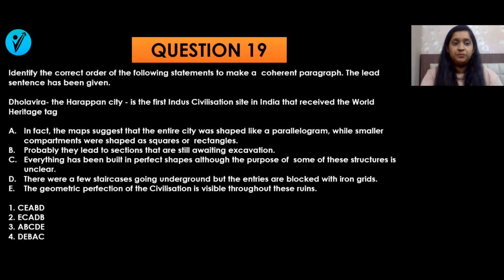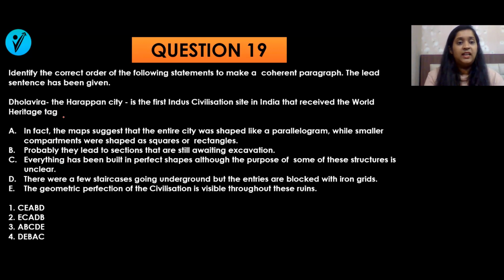Question 19. Again, a parajumble question. So I told you there's a minimum of 1, maximum of 3 questions. So let's look at it. Dholavira, the Harappan city, is the first Indus civilization site in India that received the World Heritage Tag. Now, if you look at option 3, it does start with A. So we are again given a lead sentence and we are expected to find the correct chronology which follows the lead sentence.